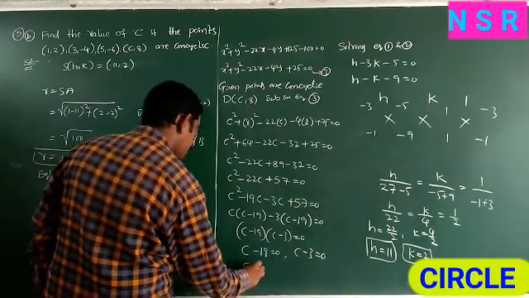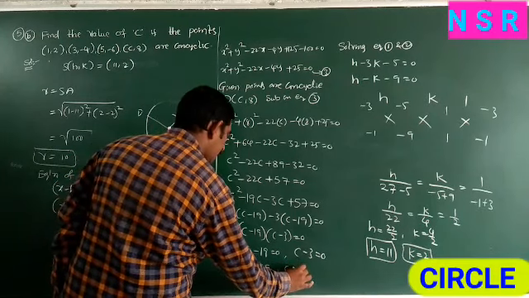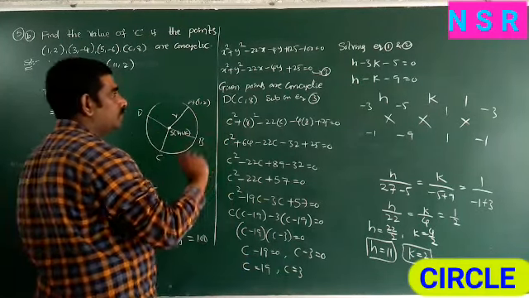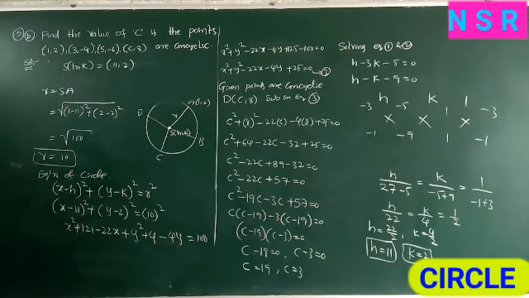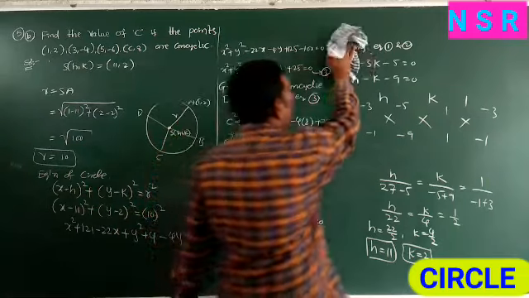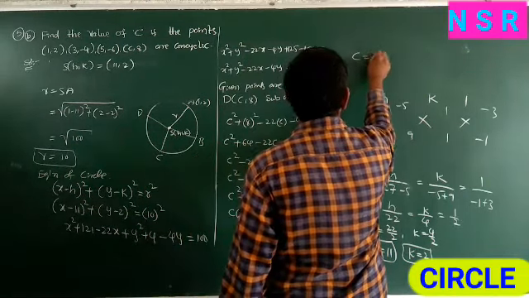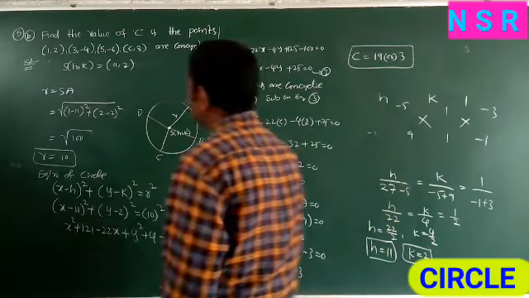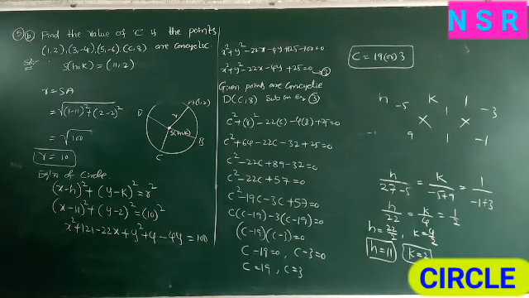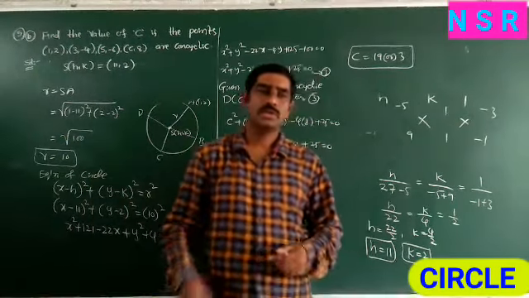So we get c value 19 and here c value 3. So c values are 19 or 3. So here c equal to 19 or 3. So the given points are concyclic points, then the c values are 19 or 3. So today's session is completed.